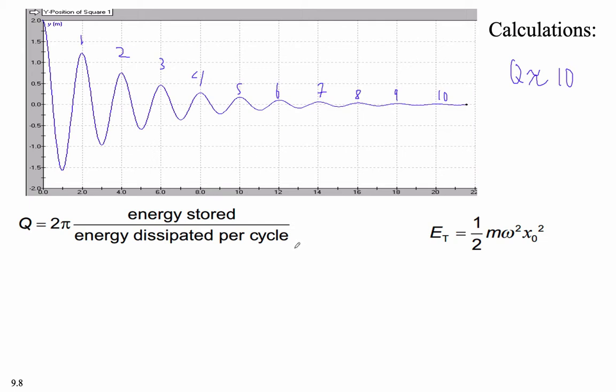What we're going to do is this. We're going to look at this spot right here. This is after 1 cycle, so this is our energy stored. Energy stored is that initial energy, really. Okay, energy dissipated per cycle is going to be the difference in energy between there and there. It'll be the difference in energy from the beginning to the end of that first cycle.